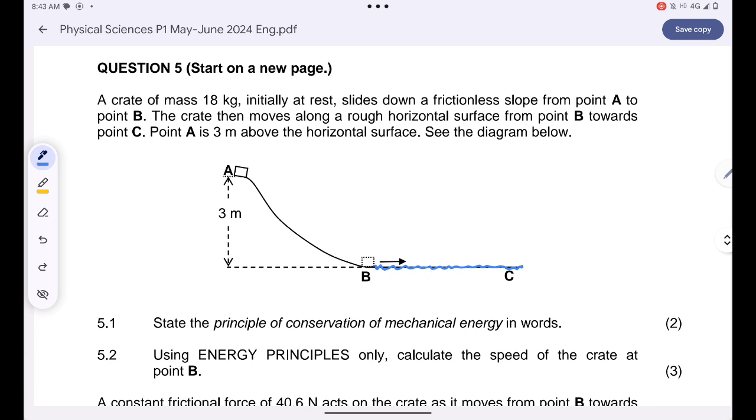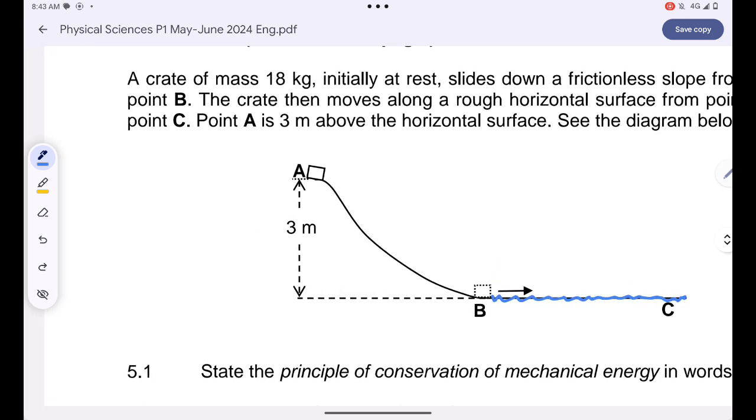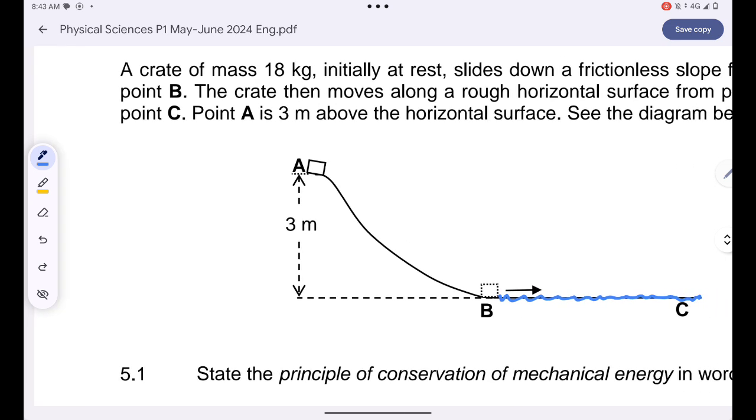5.2, we are being asked to use energy principles only to calculate the speed of the crate at point B. I can find the speed of the crate at point B because I know that from A to B, mechanical energy is conserved. So mechanical energy at position A is equal to the mechanical energy at position B, because A to B does not have non-conservative forces. In the absence of non-conservative forces, please always know that mechanical energy is conserved.